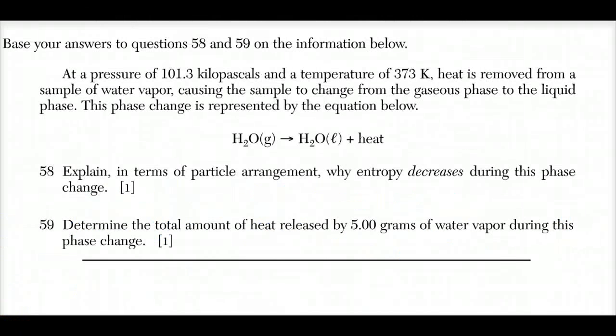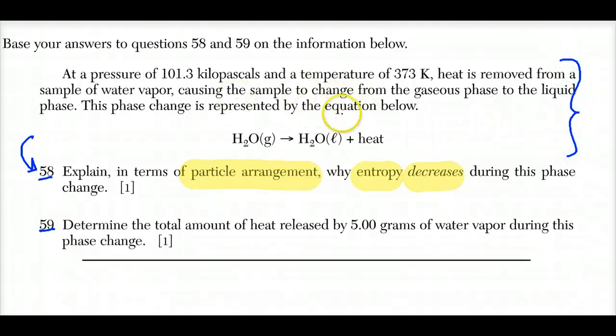Yeehaw. Number 58. Explain in terms of particle arrangement why entropy decreases during this phase change. Notice I went right to the question, okay? Sometimes the blurb helps people, sometimes I go to the question. For the most part, my advice to kids is to read the question and go back to see what you need. I have a lot of students who get intimidated by all this information and get lost in what exactly they want. But see what they want first and go back into the problem.